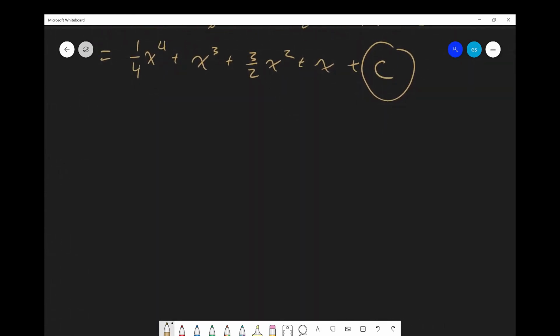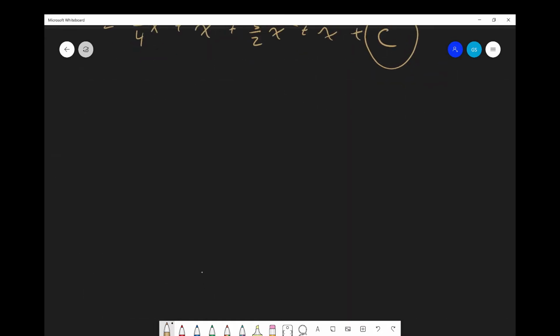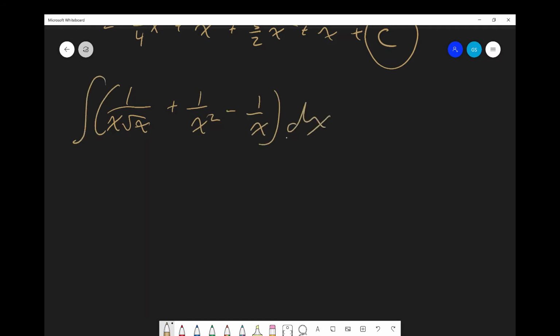Let's try another question. This is going to be a hairier one. So we have x root x times (1 plus 1/x squared minus 1/x) dx. So pause the video and try this out for yourself. The way I would do this is I would make my life easy and write it in exponent form entirely. Just write all these nasty looking terms in the simplest form you can.